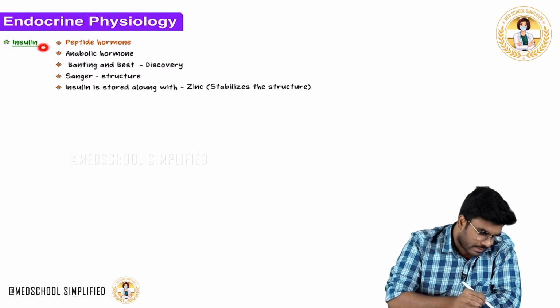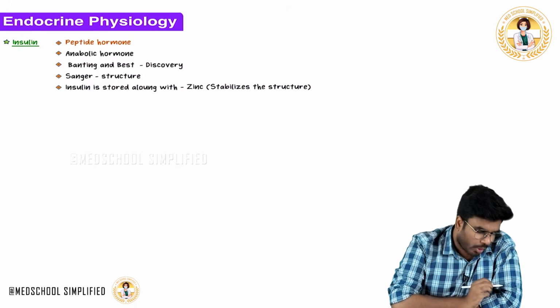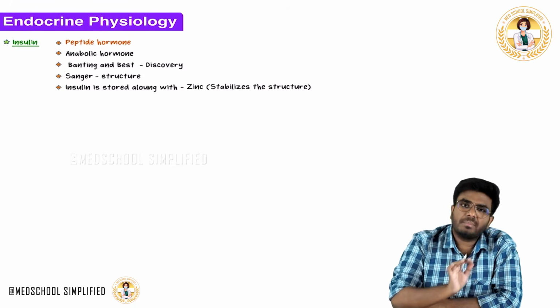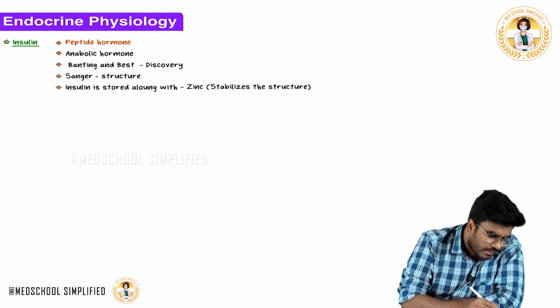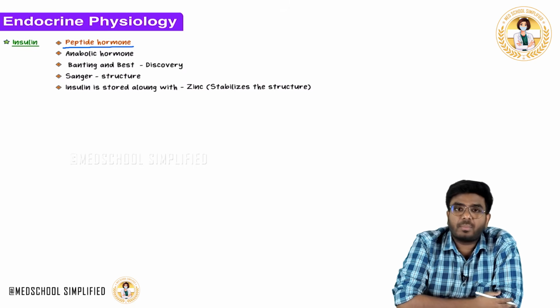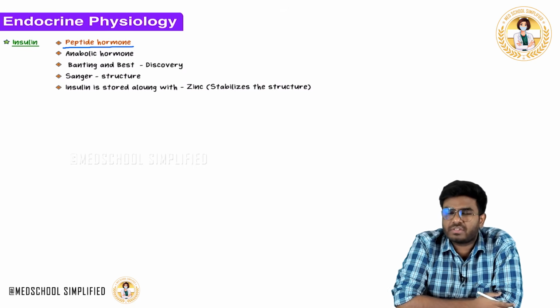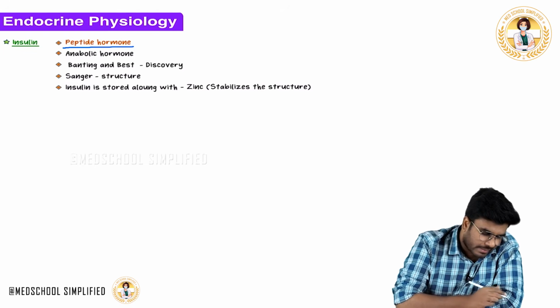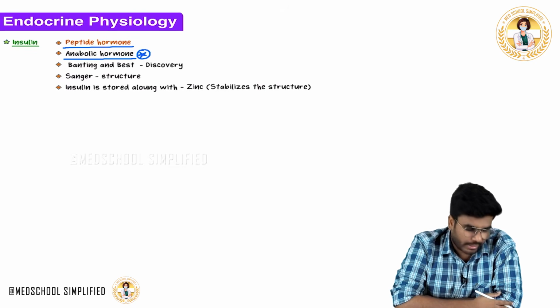Now, let's discuss insulin. Some important points about insulin. We have already discussed them, but some important points. Insulin is a peptide hormone made up of 51 amino acids, with an alpha chain and a beta chain. This insulin is an anabolic hormone, guys. It's not a catabolic hormone, it's an anabolic hormone.